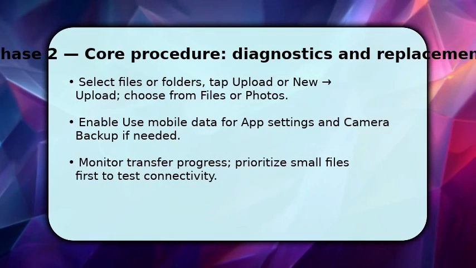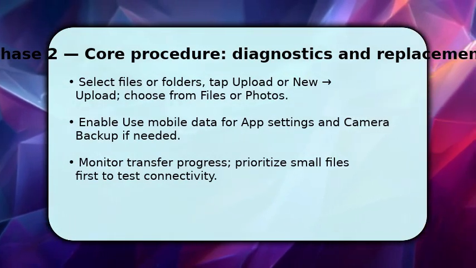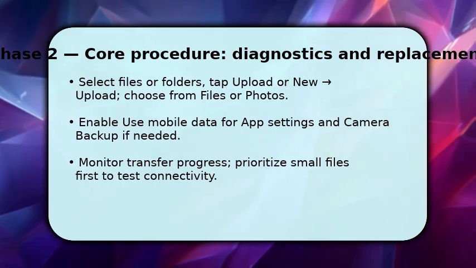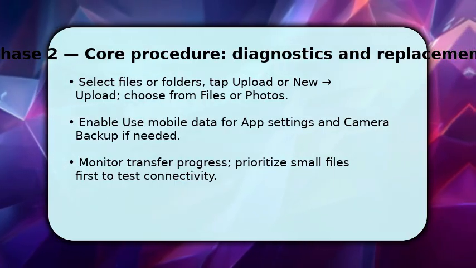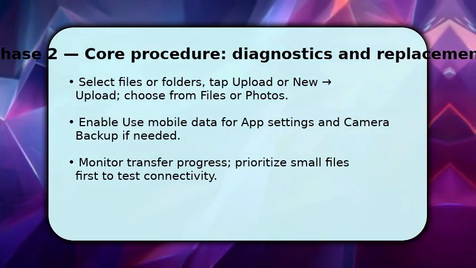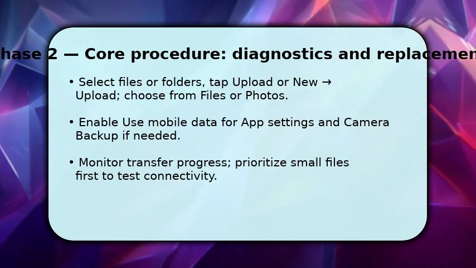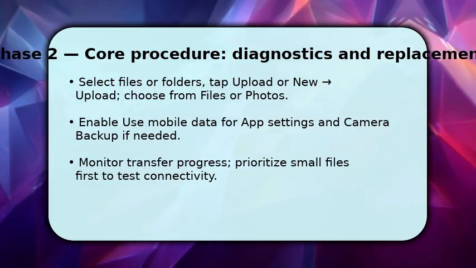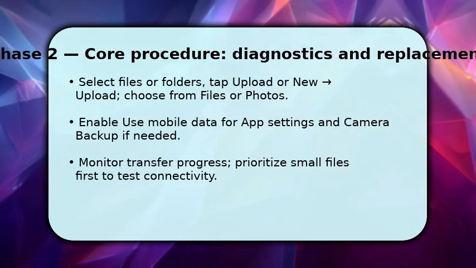Select files or folders in Drive and choose Upload. If uploading photos, use Camera Backup and enable Use Mobile Data for backups when prompted. In Drive settings, set upload size and disable Wi-Fi only restrictions so mobile data is allowed.